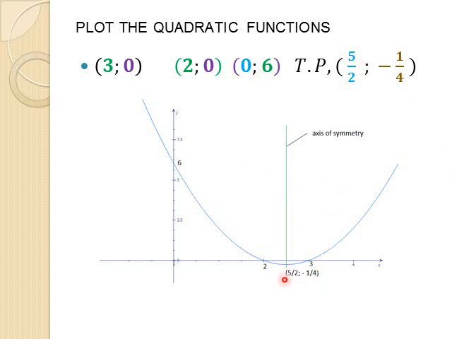My turning point is between 2.5 and negative a quarter, and I join them all up and plot through them. Take note, that line in green, 5 over 2, is the axis of symmetry. The axis of symmetry ensures that the right-hand side looks like the left-hand side if we cut the graph there. We must also know what the domain and range are.